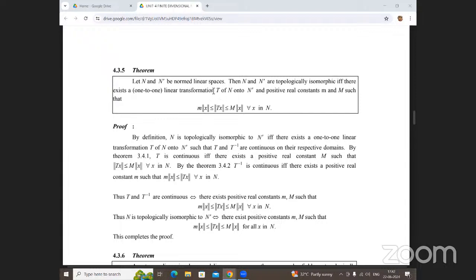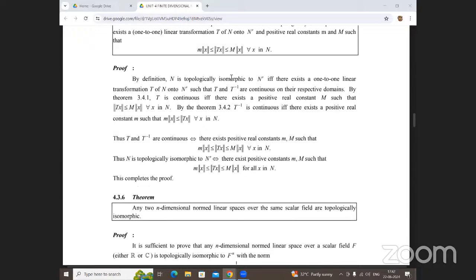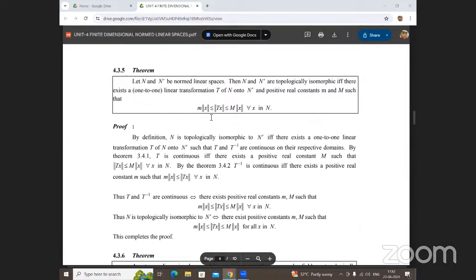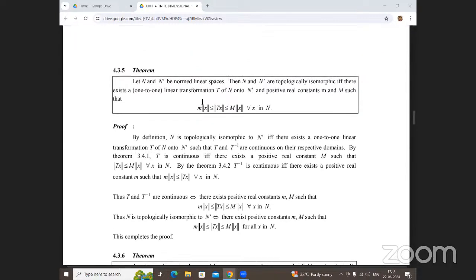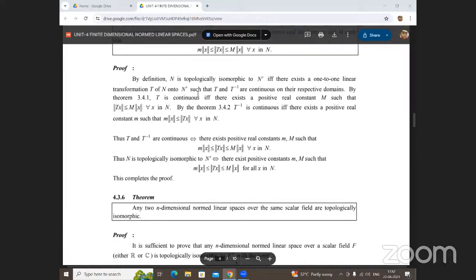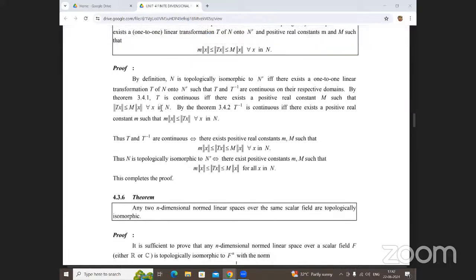First of all, you take the spaces to be topologically isomorphic, and then you must prove this relation: norm T of x lies between m into norm x and capital M into norm x. And the converse of this part you take in another proof. If norm T of x lies between m into norm x and capital M into norm x, then it is easy to prove topological isomorphism. There are two ways, the necessary and the sufficient part.